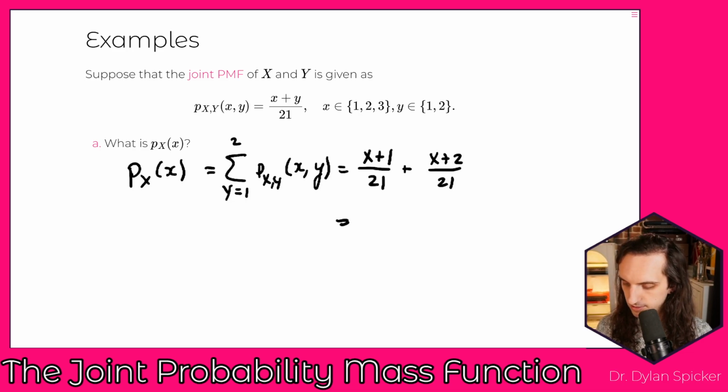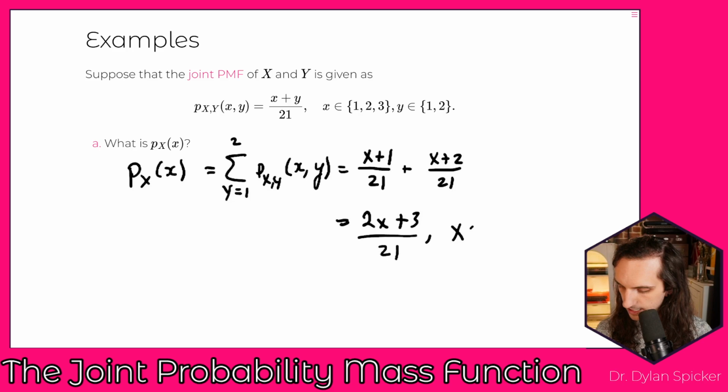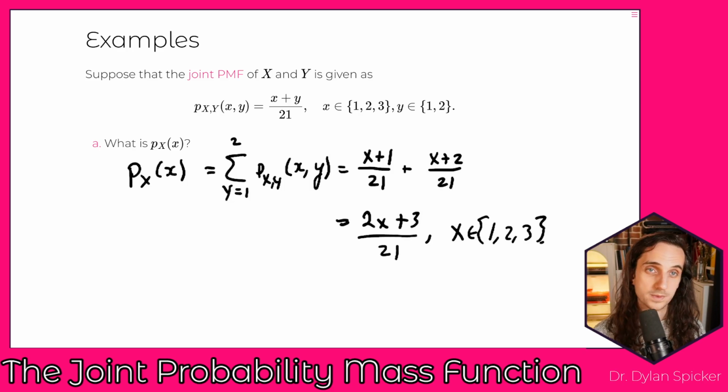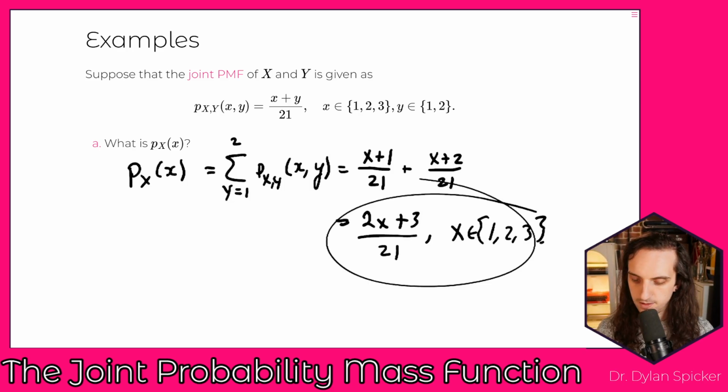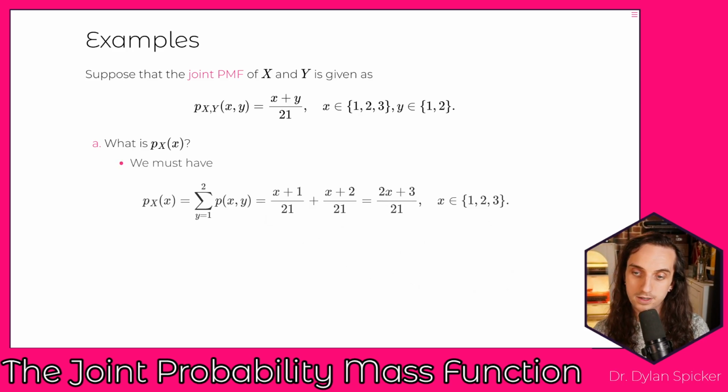If we start collecting terms, we get (2x plus 3) over 21, and this is defined when x is any of the values 1, 2, or 3. So that's our marginal PMF for x. Working through that once again: the marginal PMF is the sum over all of the possible values for y of our joint PMF, and if we simplify that down, that gives us (2x plus 3) over 21. That's the marginal PMF of x.